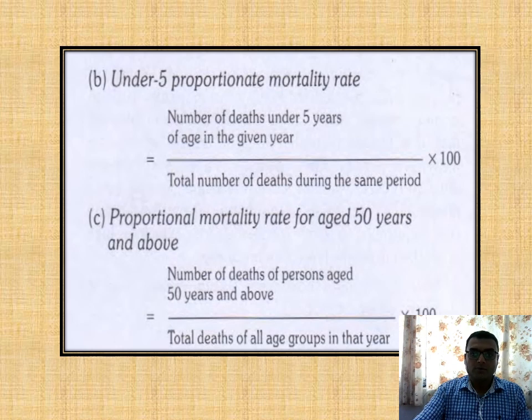Under 5 proportional mortality rate. On the numerator we have to take all the deaths which are under 5, and the rest of the deaths should be excluded. It should be divided by the total number of deaths during the same period, multiplied by 100. Suppose we want to find out the proportional mortality rate for age 50 years and above. On the numerator we have to take the number of deaths of persons aged 50 years and above, divided by total deaths of all age groups in that year.